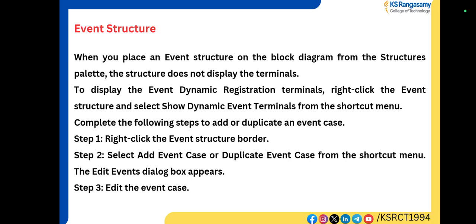Here we are going to discuss the complete steps to add or duplicate an event case. First, we have to place an event structure, which is given in the first slide. Then right click on the event structure border. Then select add event case or duplicate event case from the shortcut menu. The edit events dialog box appears on the screen. Then we have to edit the event case. If you want to add more cases, whatever events we need to add, we can add them using the same process again and again.